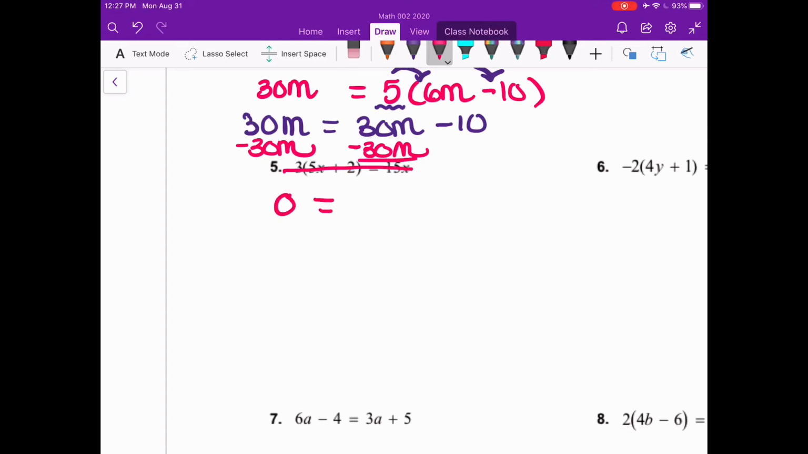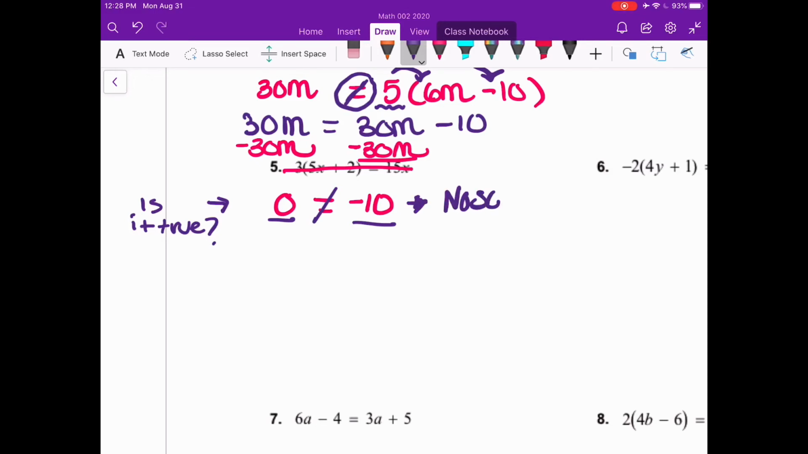0 equals negative 10. Now, again, anytime you get rid of the variable, ask yourself, is it true? If it's true, your answer will be all real numbers. If it's a false statement, that means this wasn't even an equation to begin with. These two were not equal. 0 does not equal negative 10, and I can put a cross through it. The final answer to this would just be no solution. True statement would be all real numbers. A false statement would be no solution.